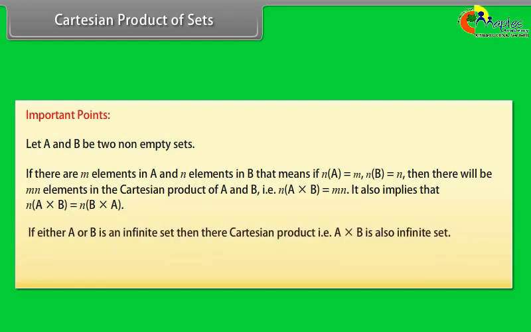If either A or B is an infinite set, then their Cartesian product, that is A cross B, is also an infinite set. A cross A cross A is equal to {(x, y, z) such that x, y, z belong to A}. Here (a, b, c) is an ordered triplet.